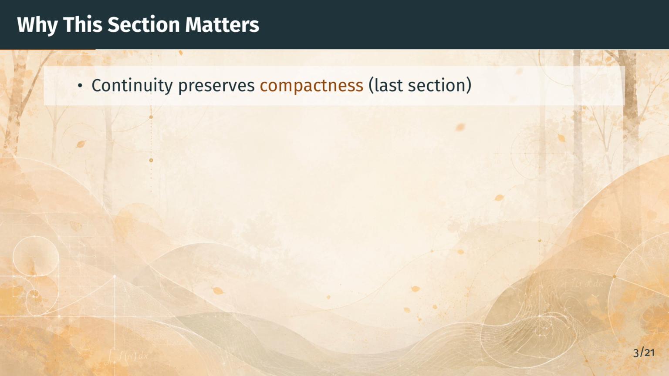Let's set the stage. In the previous section, we proved a structural theorem. If you push a compact set through a continuous map, the image is still compact. That was our first example of continuity preserving a topological property. It is worth pausing on that idea because it is a recurring theme. Next, we will see that the very same thing happens with connectedness.